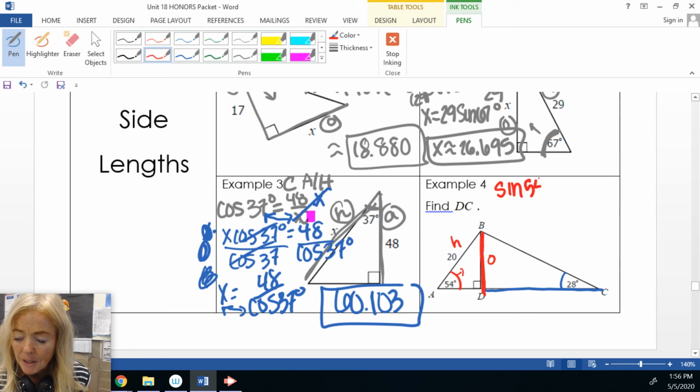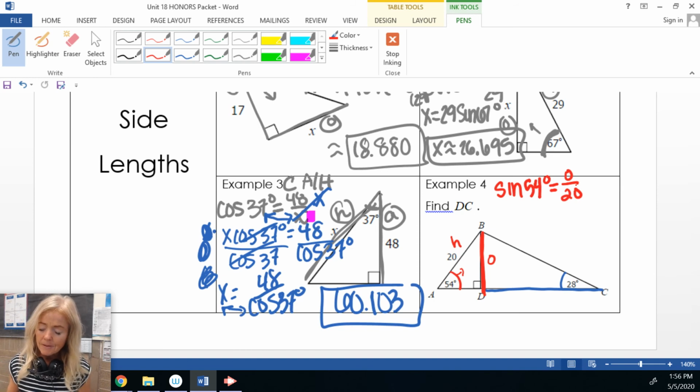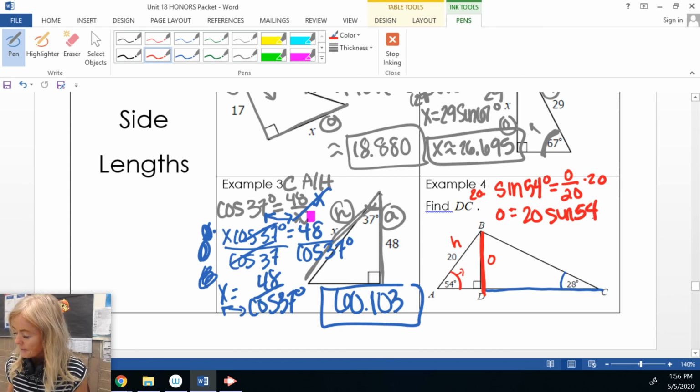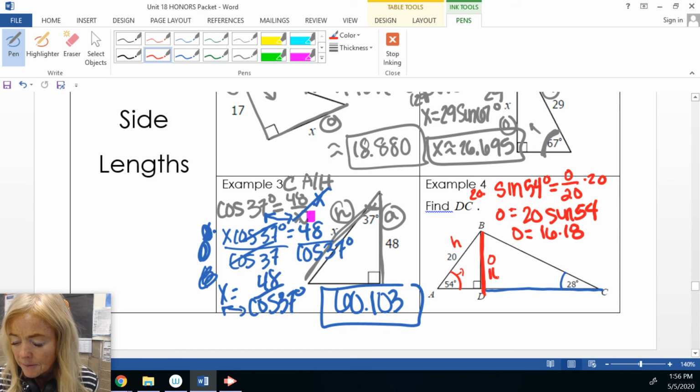So sine of 54 is equal to opposite over hypotenuse, which is 20. So this has the variable, which is O, on the top, where x normally is. So it's a multiplier. So you just multiply both sides by 20. So the opposite side is going to be equal to 20 times the sine of 54. So I'm going to figure out what that is, 20 sine 54, and that's 16.18. I'm going to leave it in my calculator because I'm going to use it here in a second.